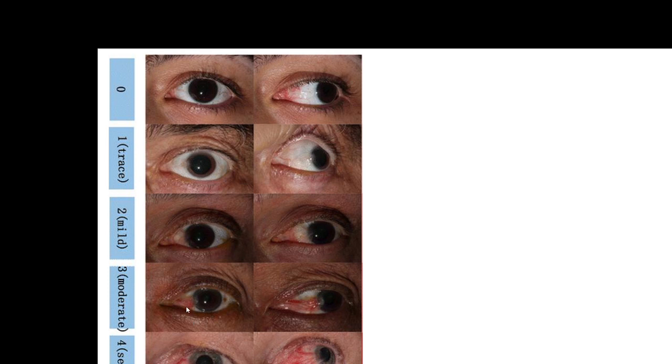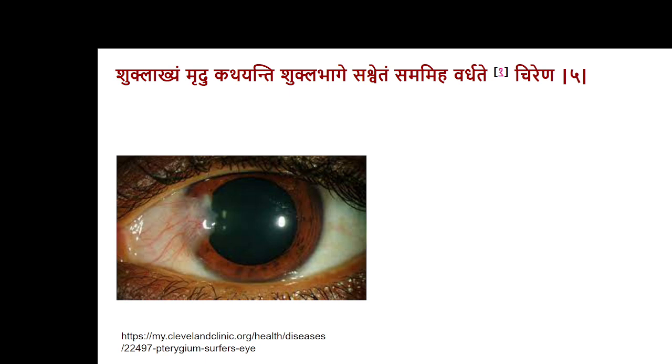Stage 3 is where the episcleral vessels are masked by the pterygial mask, and stage 4 is fleshy, where it is very thick and extending towards the cornea as such. Now all these are important because the different names given by Sushruta for Arma are parts of the classification.